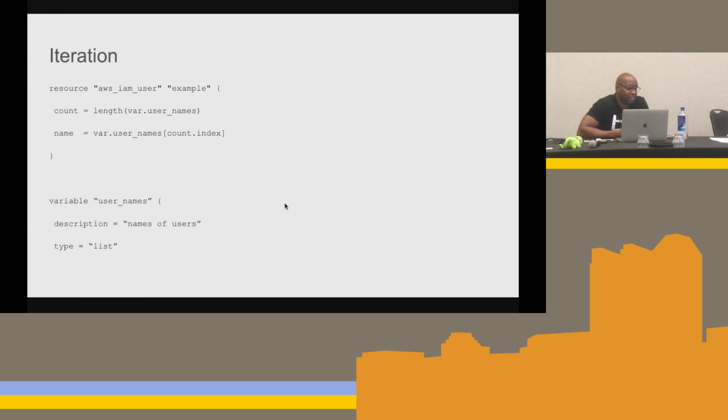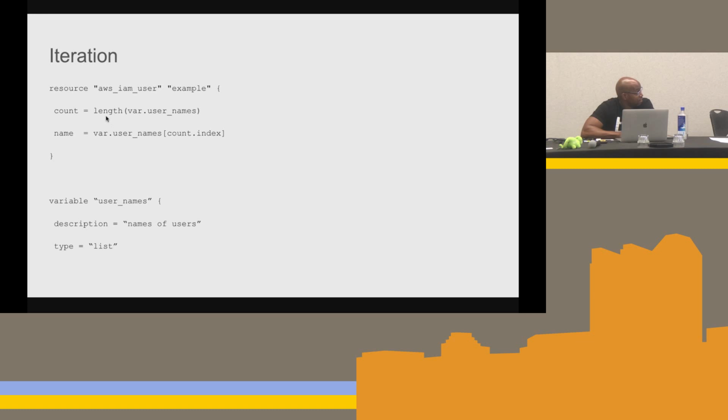Terraform does do iteration as well. I think it was Terraform 0.12 or something, I can't think of the version, but they now have for loops in Terraform. Before, in order to cycle through a list, you kind of had to use count. You had to take the length of that list, right? And then you had to do this count.index in order to iterate through that list.